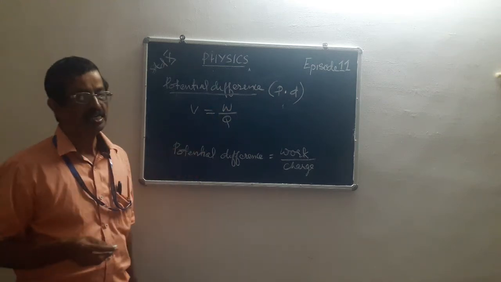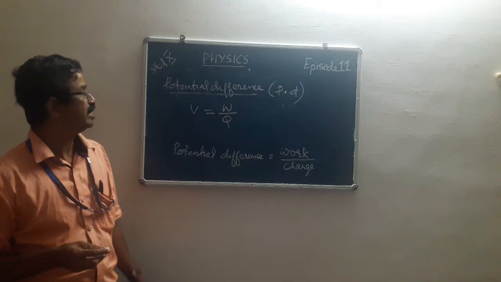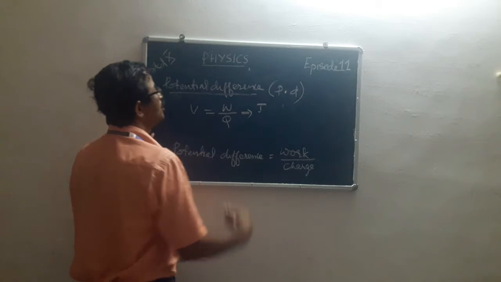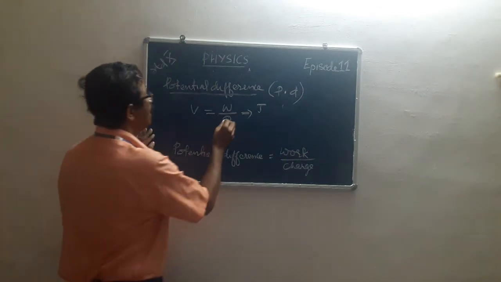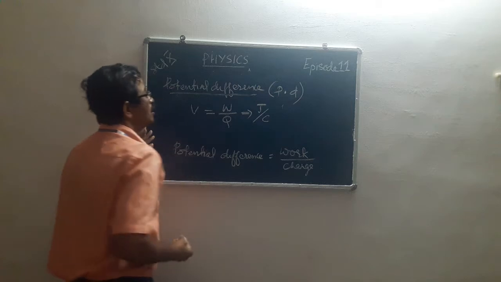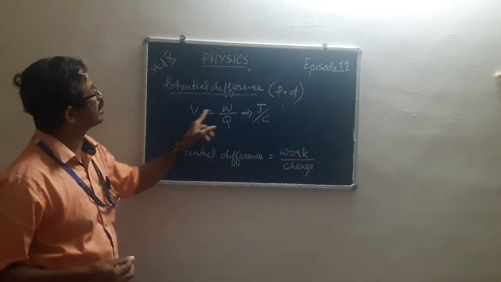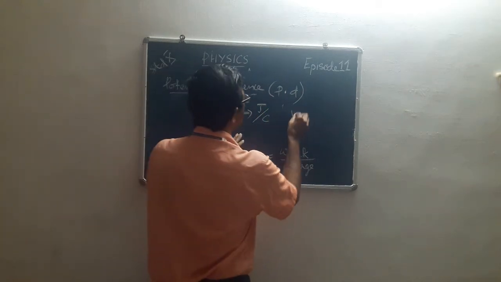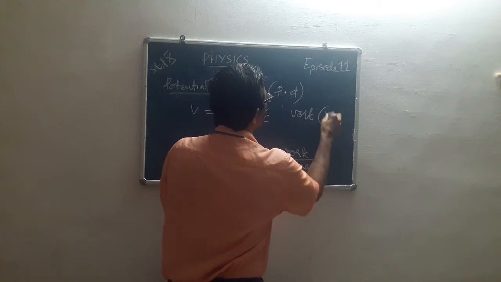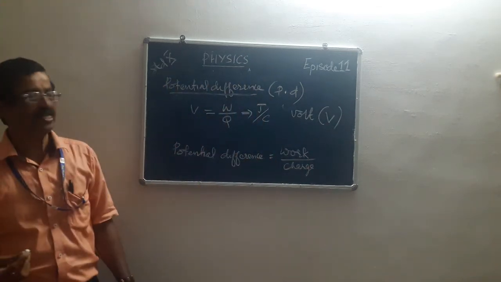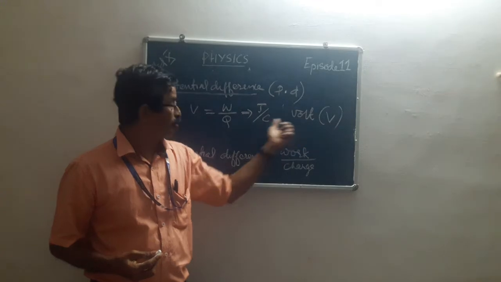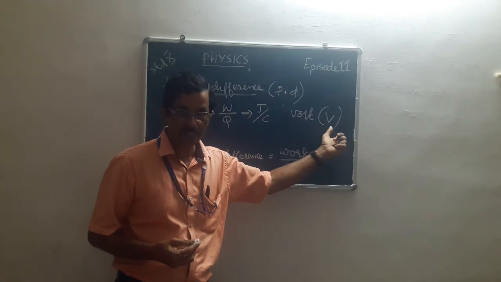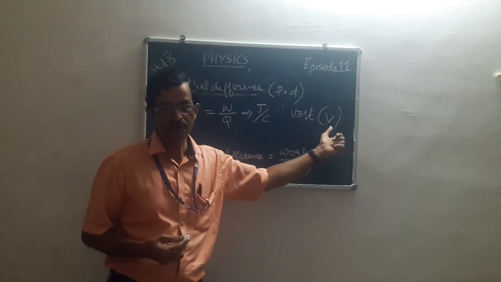Now we want to find out the unit of potential difference. The unit of work is joule, and the unit of charge is coulomb. So the unit of potential difference is joule per coulomb, and it is termed as volt. V is the letter used to represent it. That means the unit of potential difference is volt.